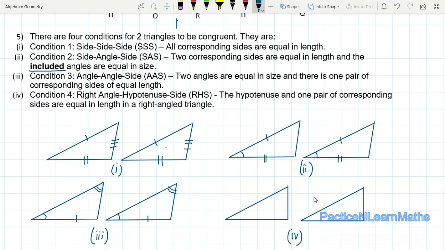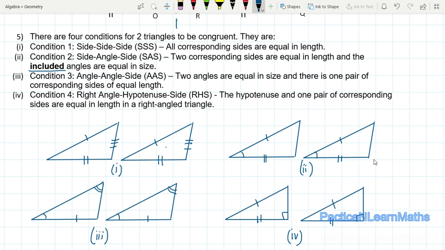And condition 4 is right angle. These are right angles you see over here, right angle triangles, and the hypotenuse is equal, and any one pair of corresponding sides, any one side, is equal. Then also these 2 triangles are congruent.